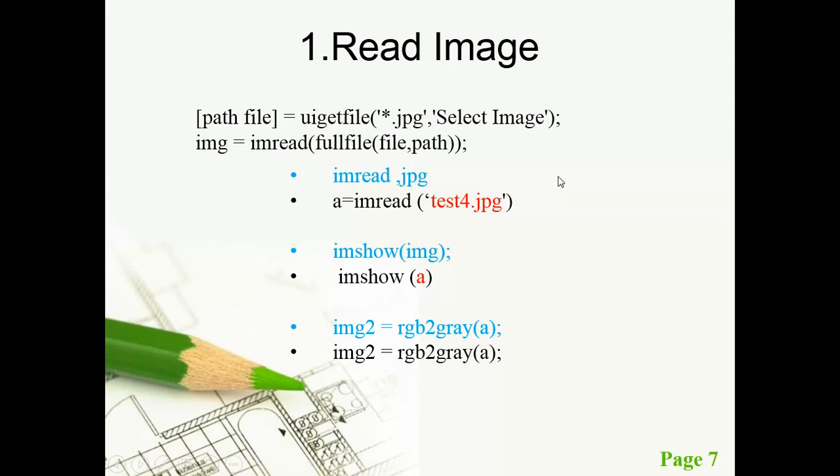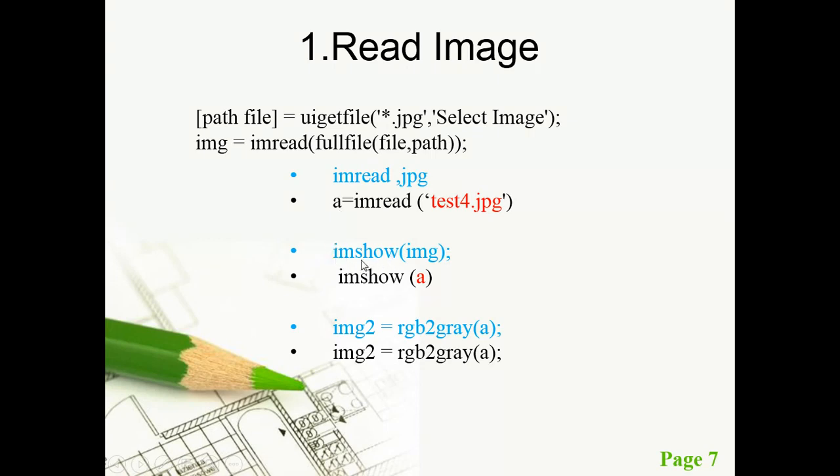This is step number 1, where we are reading the image and converting it into number format, that is, character A. So this is the code to read the image, imread. This is the actual MATLAB code: A = imread(), and in brackets the name of the file. This will convert the image into number format and store it in character A.